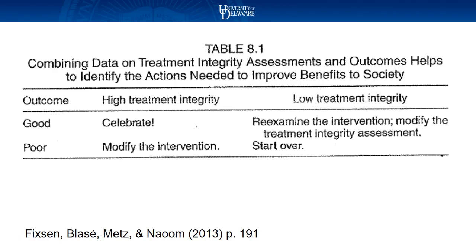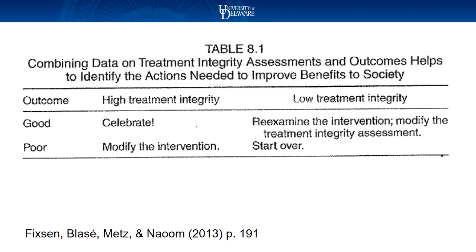If we have a good outcome, but we find when we look at our treatment integrity data that it's weak and it's low, we might have to re-examine the intervention and we might have to modify our treatment integrity assessment so perhaps we're not actually capturing the right things in our assessment. If we have high treatment integrity and we have a poor outcome, that is, the student is not responding to the intervention, then we need to modify the intervention.